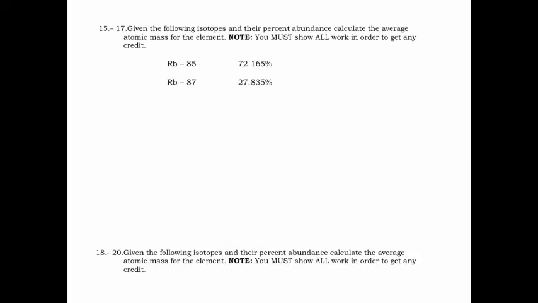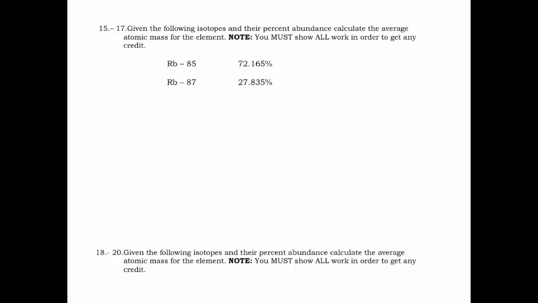On the back here, you're going to be calculating average isotopic mass. Notice that these questions are worth a lot of points. That's why they're given for 3 questions worth apiece. So you want to be really careful when you do this and make sure when you finish each one that you ask yourself, does this make sense?